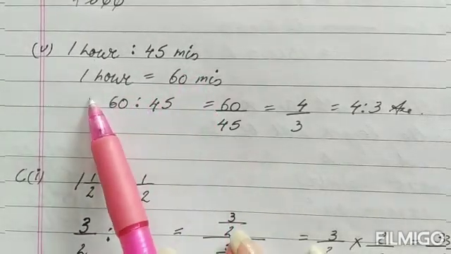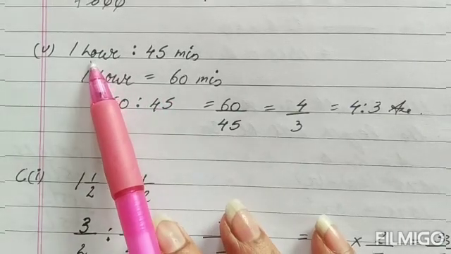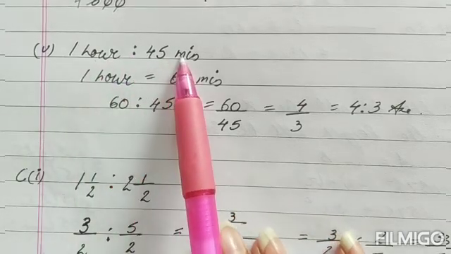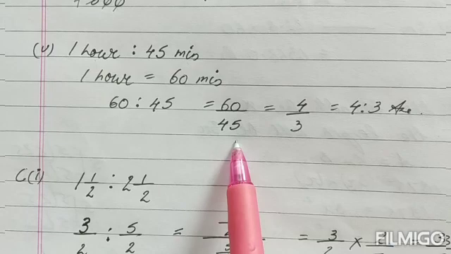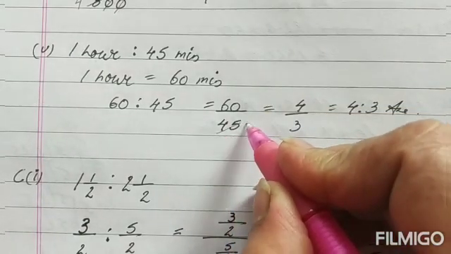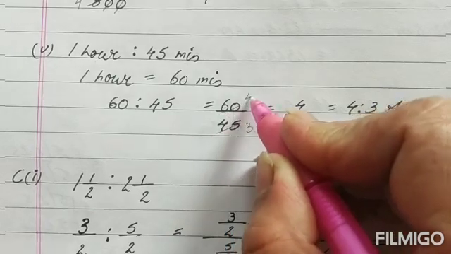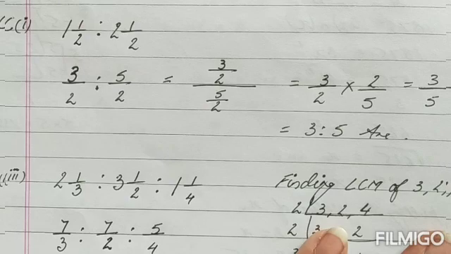Now we know children 1 hour contains 60 minutes, right? So over here I can write 60 minutes is to 45 minutes like this. Now write 60 upon 45 and reduce it. So we can directly reduce it by 15. 15 3s are 45 and 15 4s are 60. So our answer becomes 4 upon 3, which is 4:3.